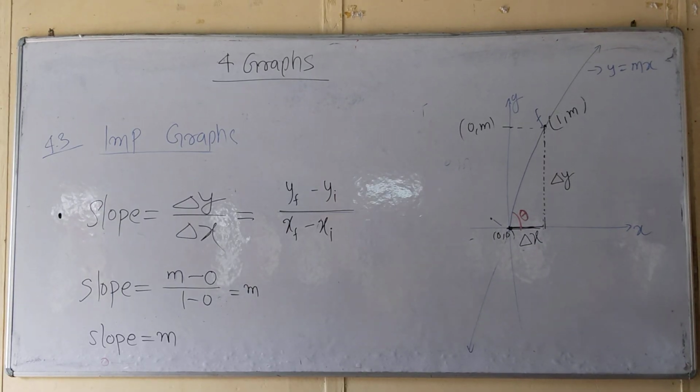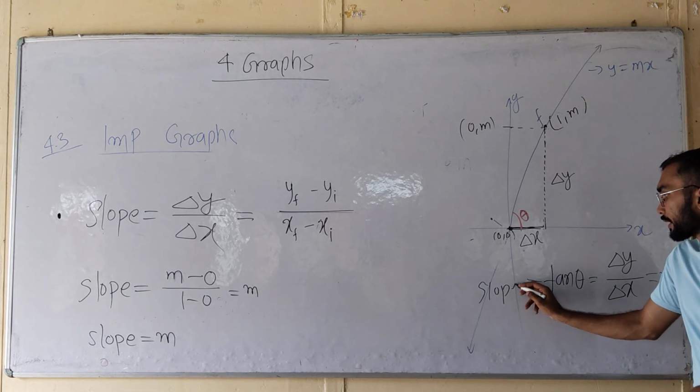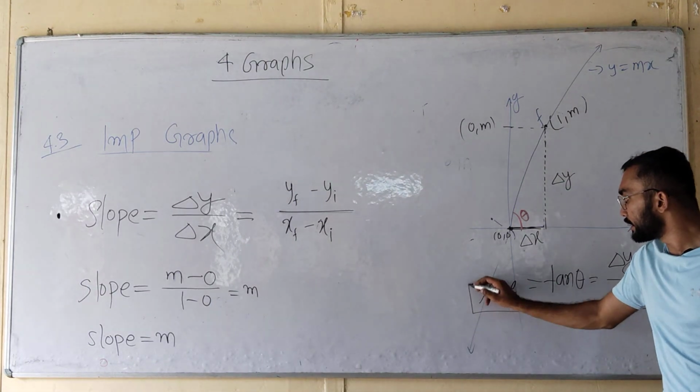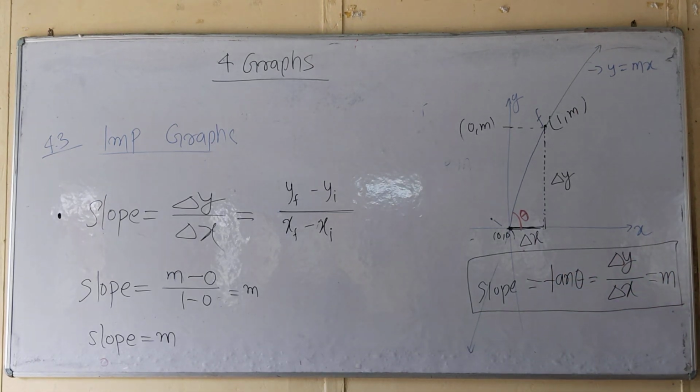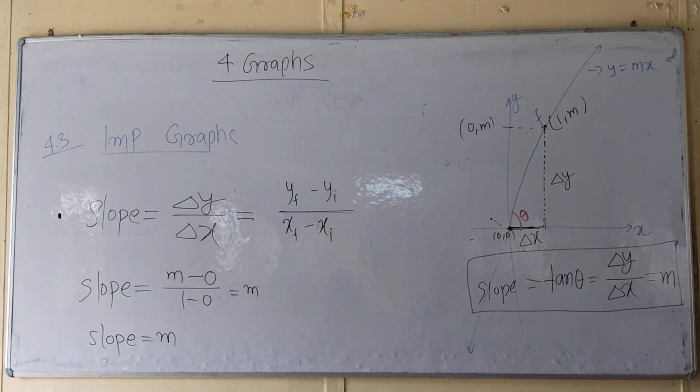So let us write tan theta equals perpendicular upon base. Perpendicular is how much? Change in y. Base is change in x. And we know change in y by change in x is how much? Equal to m or equal to slope. Make a proper box over this. It is very important. Now we have complete information regarding slope of a line. Is it clear?